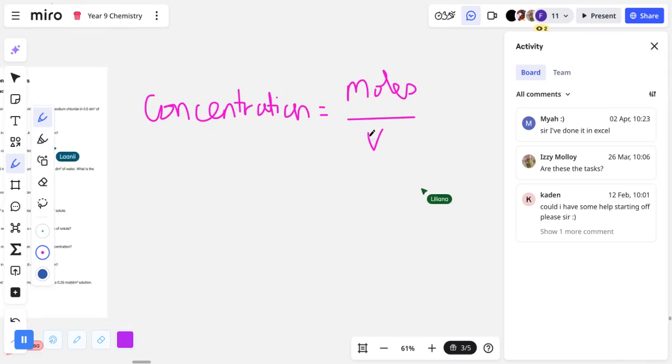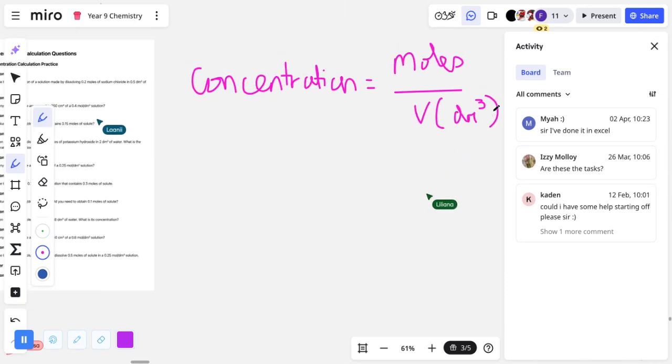Volume in chemistry, when it comes to concentration, is always dm cubed. Now, a dm cubed is a litre, and when I was at school, we used to use litres, but then it changed to SI units, which is dm cubed. 1 dm cubed is equal to 1,000 cm cubed.